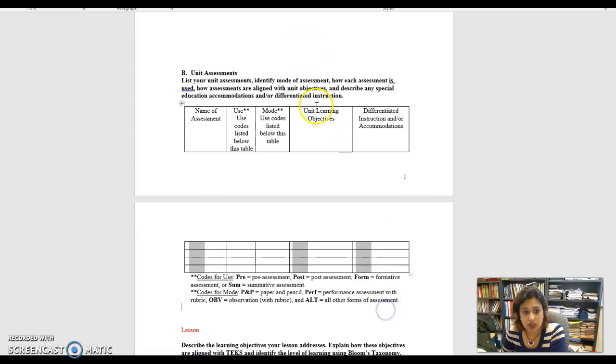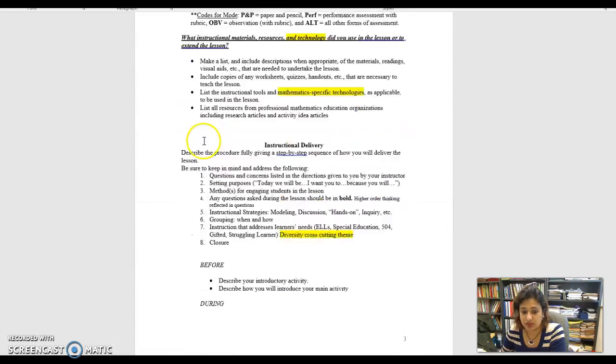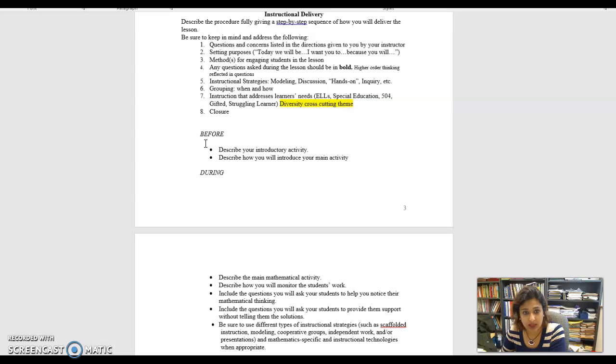Okay. So this is what you're going to do for the unit objective and unit assessment tables. And then you're going to do one of your lesson plans, the one that is left. That is what you do for your unit plan part 4.